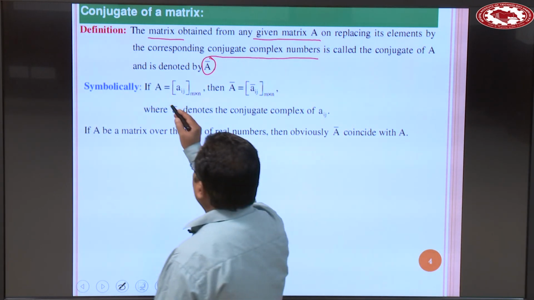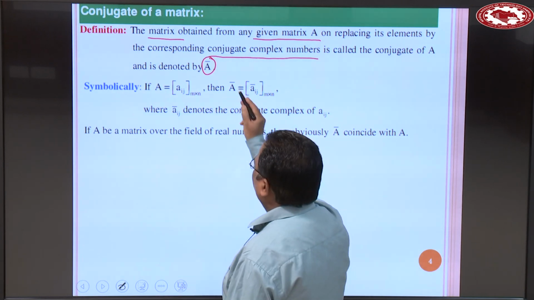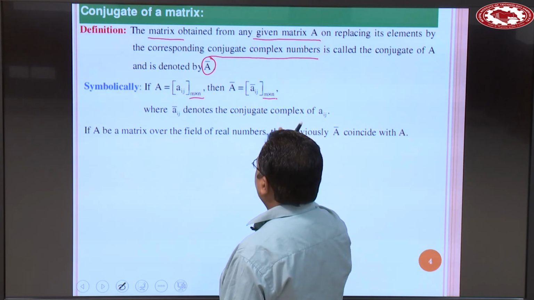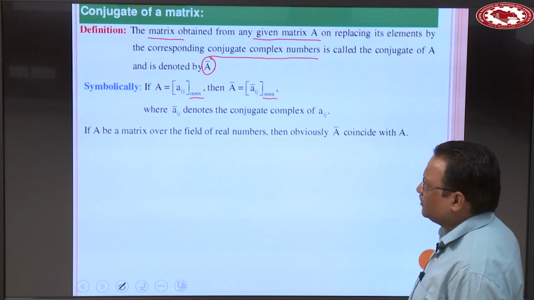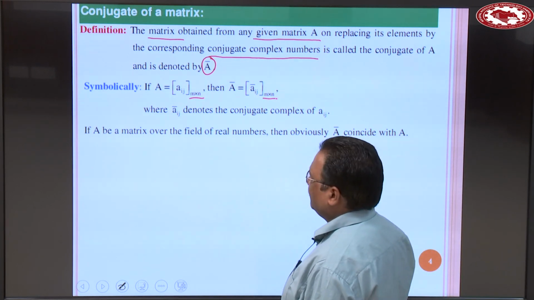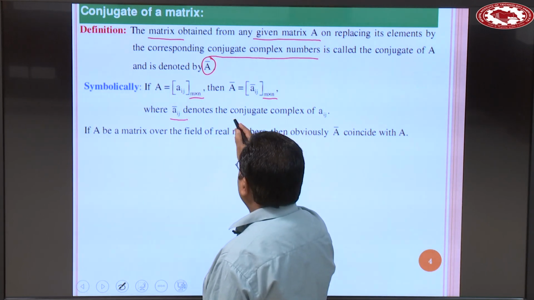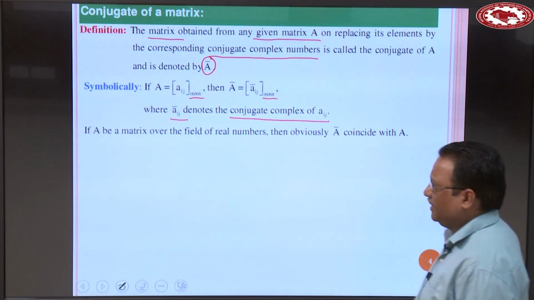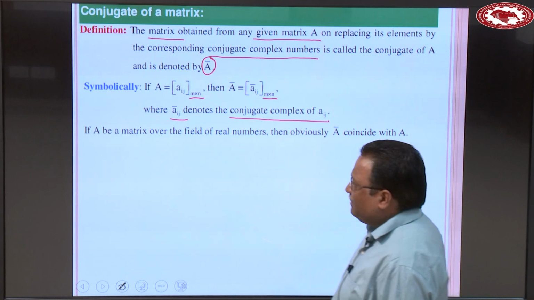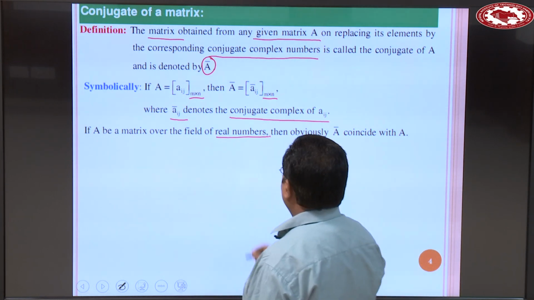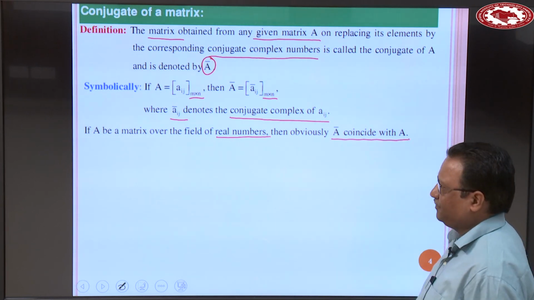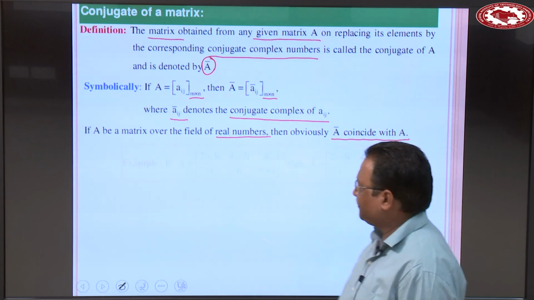Symbolically, we can define: if A is equal to Aij, m by n, then A bar is equal to Aij bar, m by n. Same order, no change. Here Aij bar denotes the conjugate complex of Aij. If A is a matrix over the field of real numbers, then obviously A bar coincides with A, that is, A bar is equal to A.